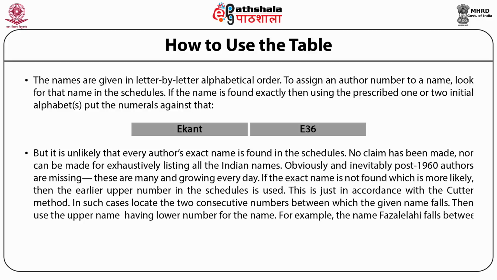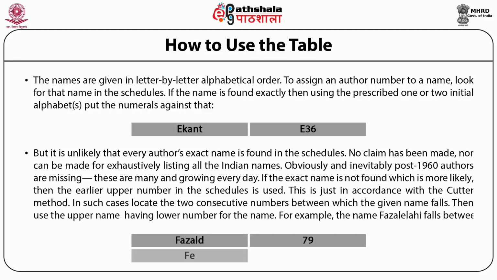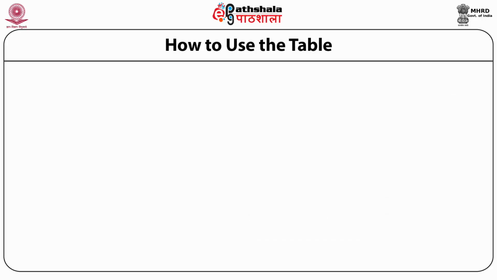If the exact name is not found, which is more likely, then the earlier upper number in the schedule is used. This is just in accordance with the Cutter method. In such cases, locate the two consecutive numbers between which the given name falls. Then use the upper number having the lower number of the name. For example, the name Fadl Ilahi falls between Fadl's 79 and FE81, and there is no exact number for Fadl Ilahi.